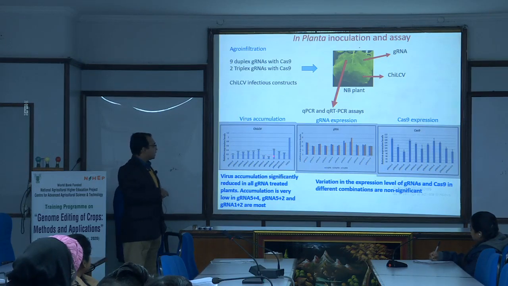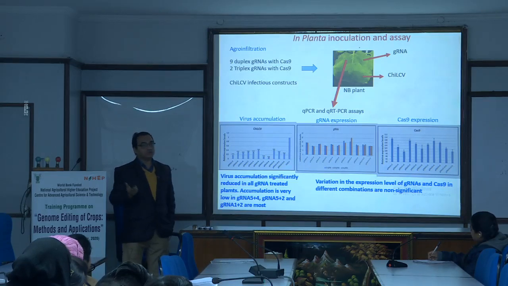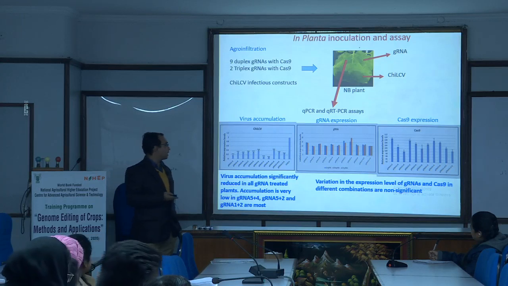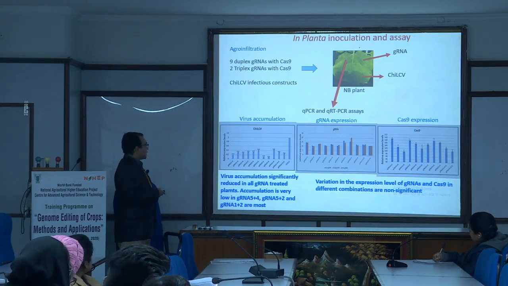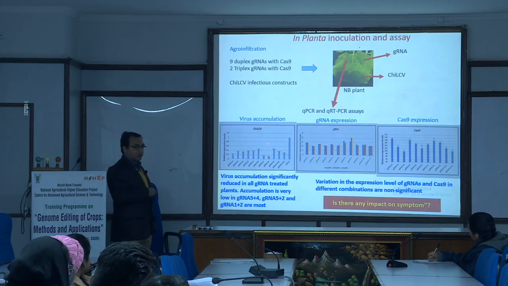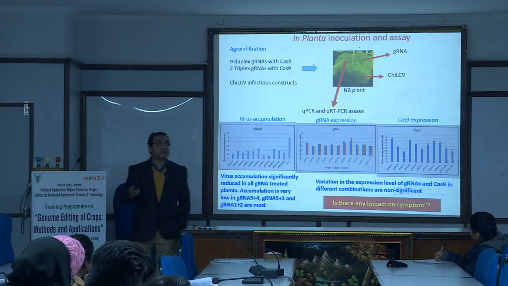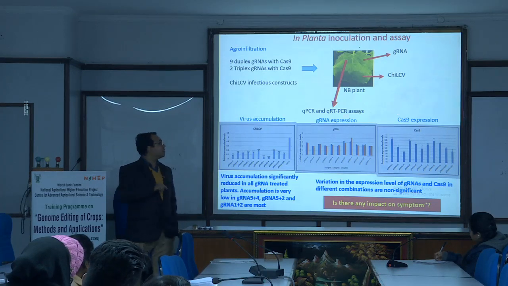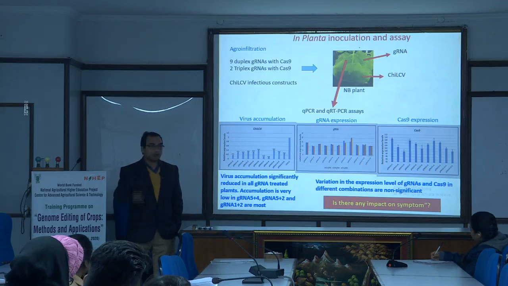So, whatever cutting is taking place is due to their ability to cut inside the plant. Now, the question is that if there is so much reduction of the viral load in the plant, whether there is any impact on the symptom. We do not expect it, because we are only doing a transient expression, only in one leaf we are inoculating, it is not throughout the plant.